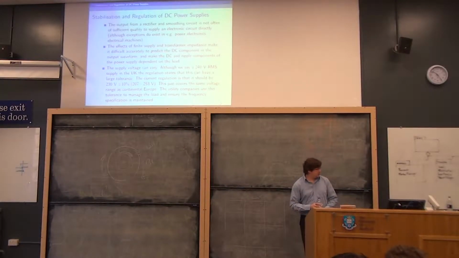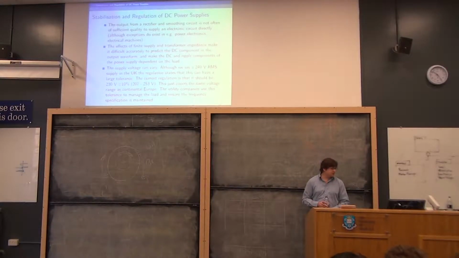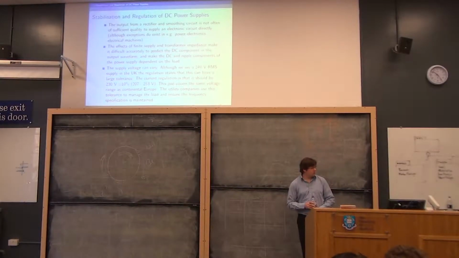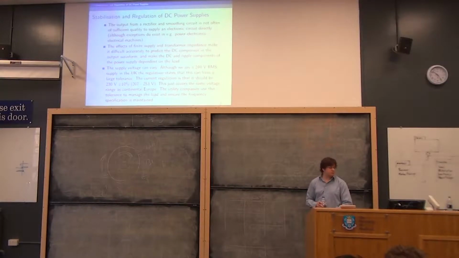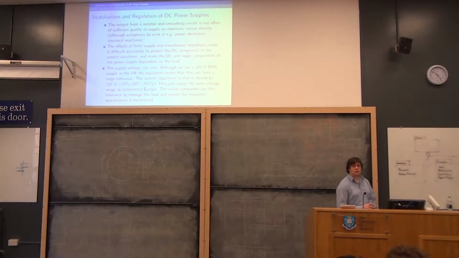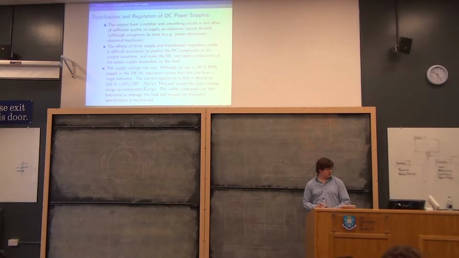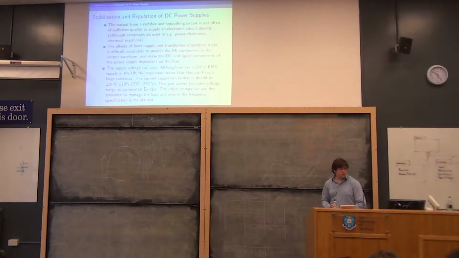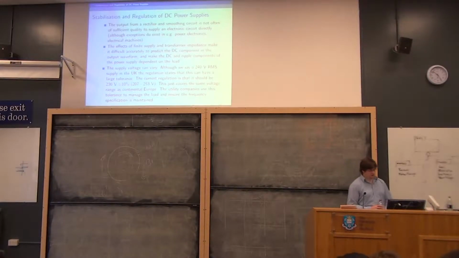The effects of finite supply and transformer impedance make it difficult to decide what the DC component in the output waveform of the power supply will be, and it also makes it difficult to decide what the ripple will be. And as I said at the start of this lecture, the UK power supply can vary in voltage by a tolerance of 10%, which is 207 to 253.